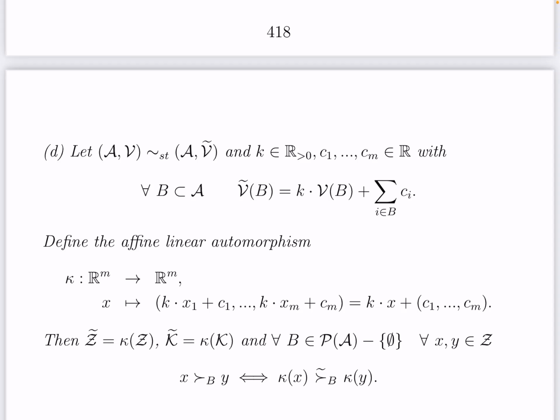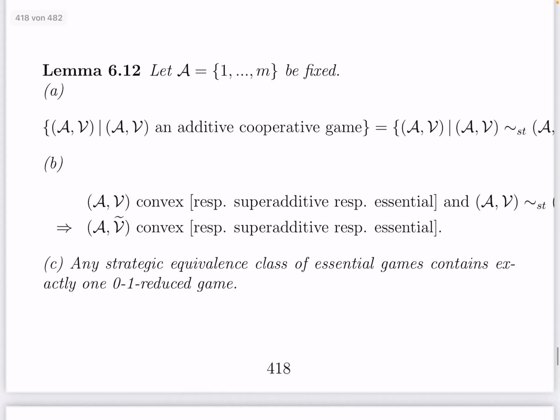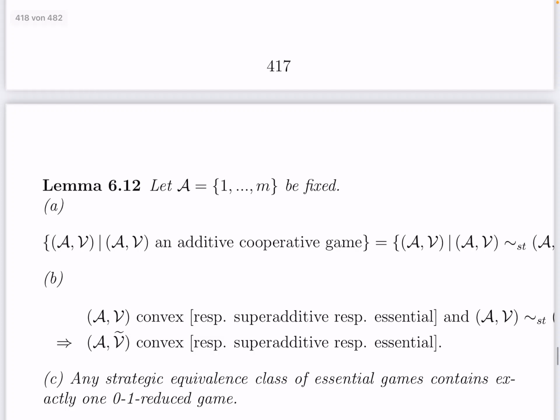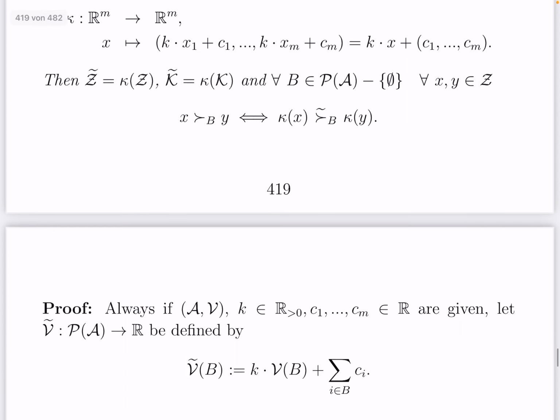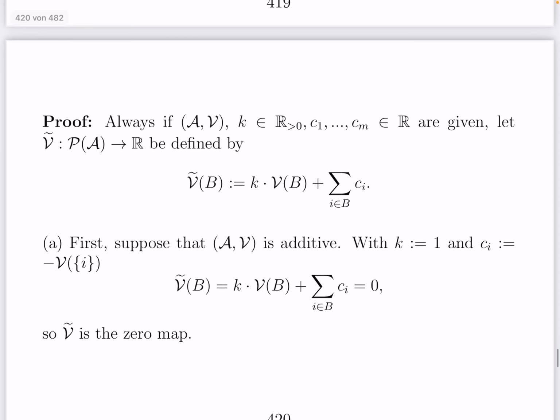So these are all very natural statements, and the proofs are not really difficult, but they take a little bit of time, and now I will go through the proofs. Let me stress, the proofs are not really difficult, but we have to see this as new anyway. Part A said that the additive cooperative games are precisely the games which are strategically equivalent to the zero game, where the coalition valuation is the zero function. So that's what you have to prove first.